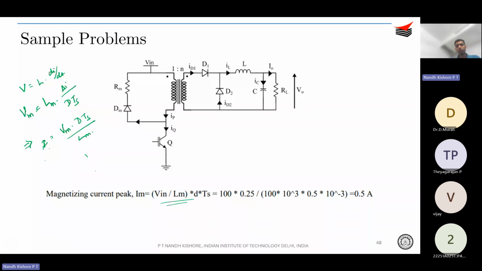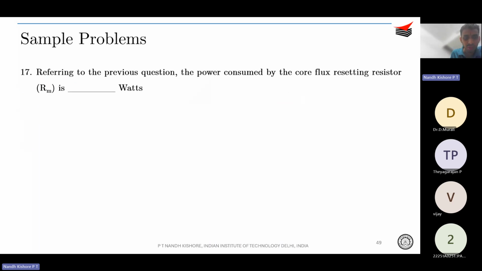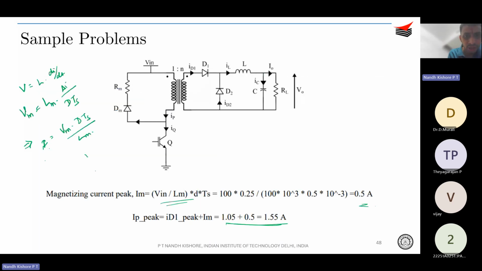Vm is obviously Vin. So you can just calculate the magnetizing inductance component. That is 0.5 amperes. Therefore, IP is going to be the summation of both. Correct? That is 1.05 plus 0.5, 1.55 amps. You know that even though it is not given in the problem, there is obviously a magnetizing inductance. Correct? So IP is equal to this current plus this current. So it is a summation of both, that is the reflected current plus your magnetizing inductance current.